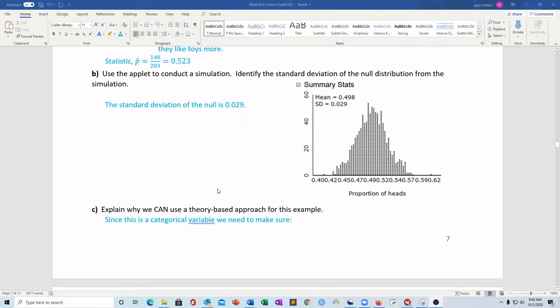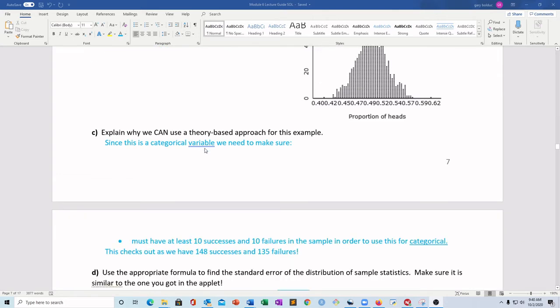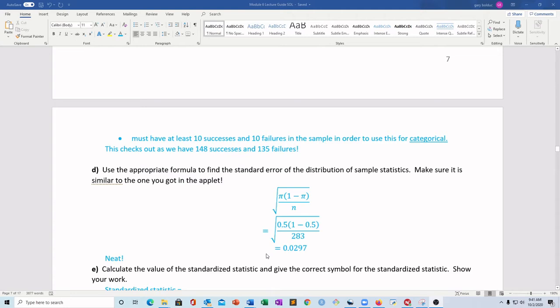C says, explain why we can use a theory-based approach for this example. Since this is categorical, we're using pi and p hat, so we need at least 10 successes and 10 failures in our sample. In our case, that means at least 10 kids choosing candy and 10 choosing toys in our entire sample. We got that pretty quickly because we asked so many kids. We had 148 candies and 135 toys, so we definitely have both bigger than 10. We can use the theory approach. So let's do it.